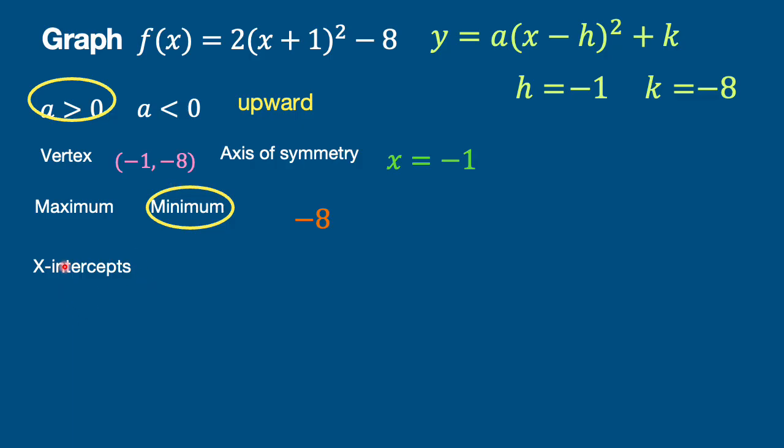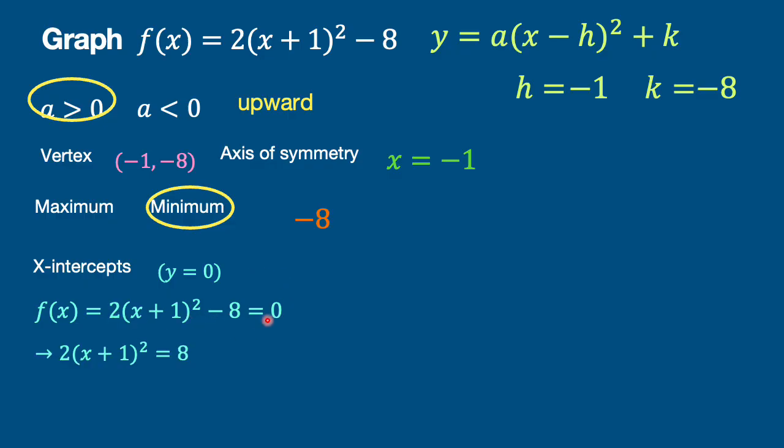Now, the x-intercepts. Very tricky question, right? For the x-intercepts, you need to plug in y equals 0 and solve. 0 equals 2(x plus 1) squared minus 8. Here we can use the square root property, or you can FOIL everything and then factor it. It's up to you. I'm going to use the square root property. I move 8 to the other side: 2(x plus 1) squared equals 8. Divide both sides by 2. That's going to be (x plus 1) squared equals 4.